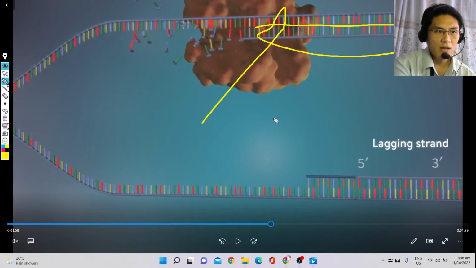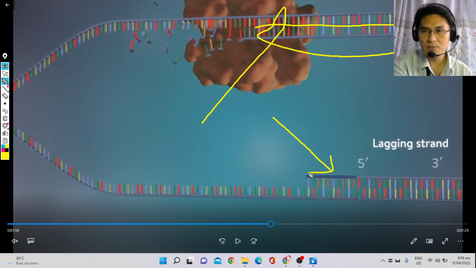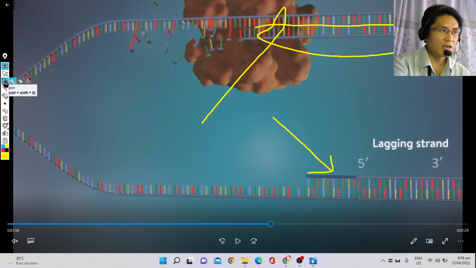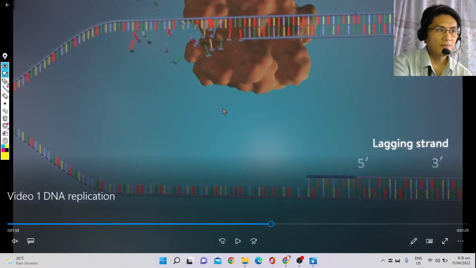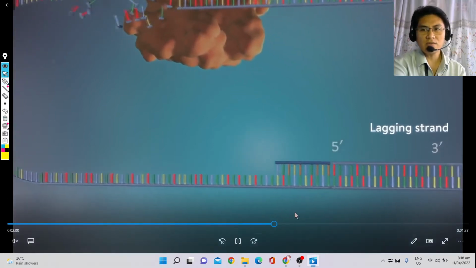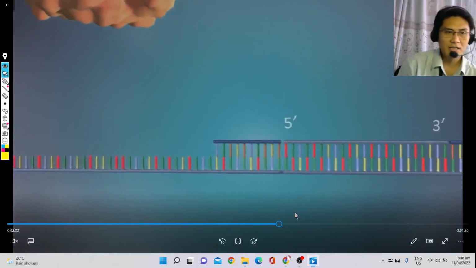While this strand here, as you can see in the video, is marked the lagging strand. Okay? It's the leading strand and the lagging strand. Why are they named like that? Well, you will see. So if we play this in the lagging strand, it's kind of a different game.